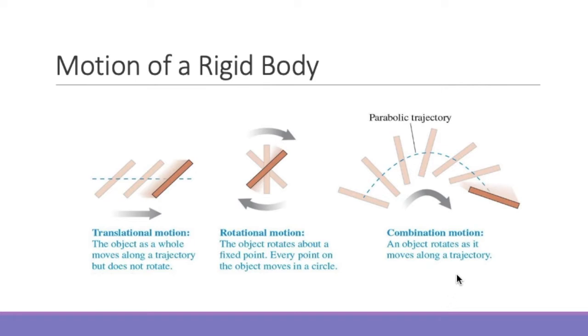Lastly, we can have both types of these motions occurring at the same time, which is combination motion. So this is where an object rotates as it also moves along a trajectory. And there's an example here of a parabolic trajectory while an object is rotating. So again, in this module, we will focus on this case, which is purely rotational motion.